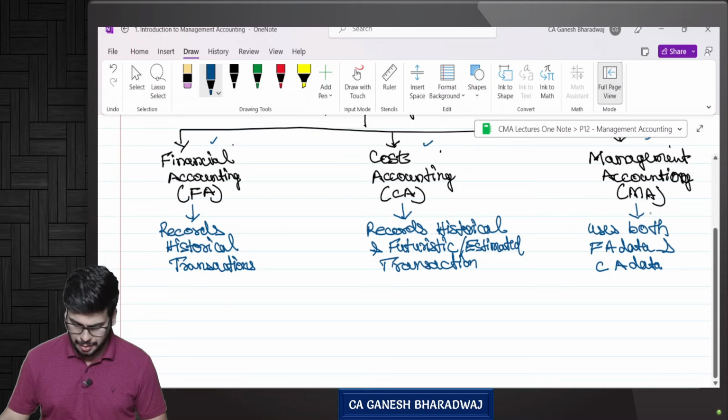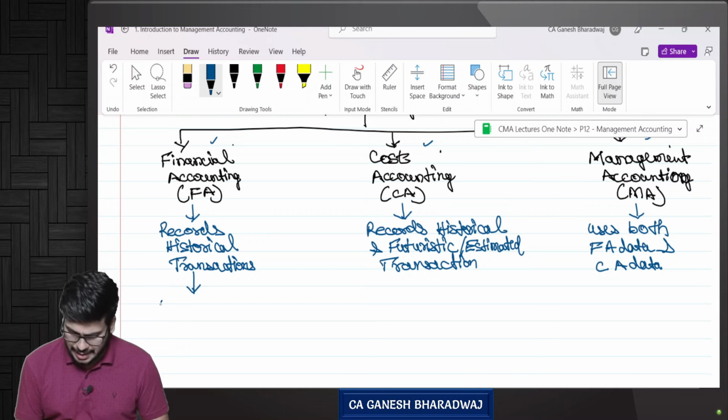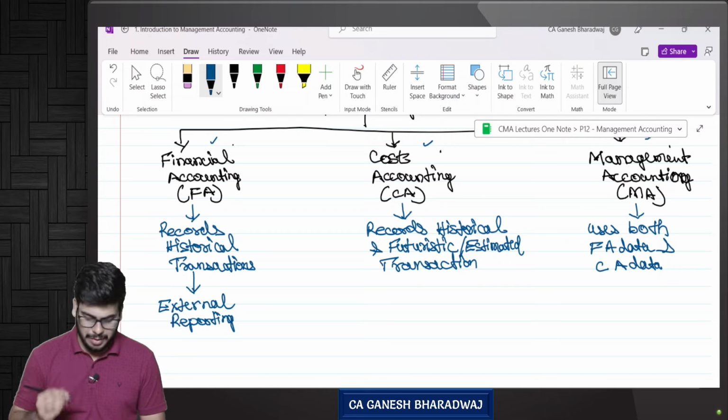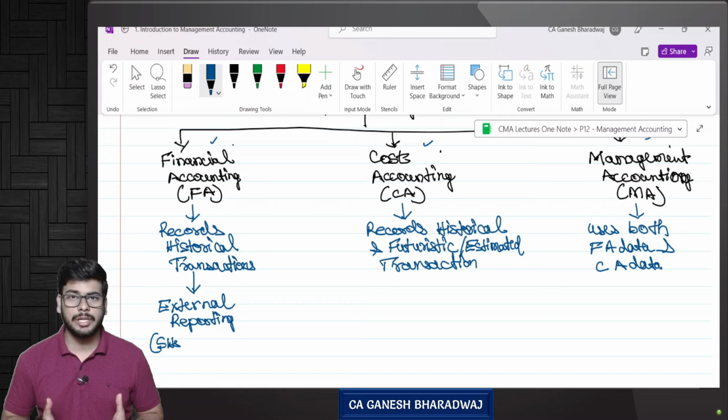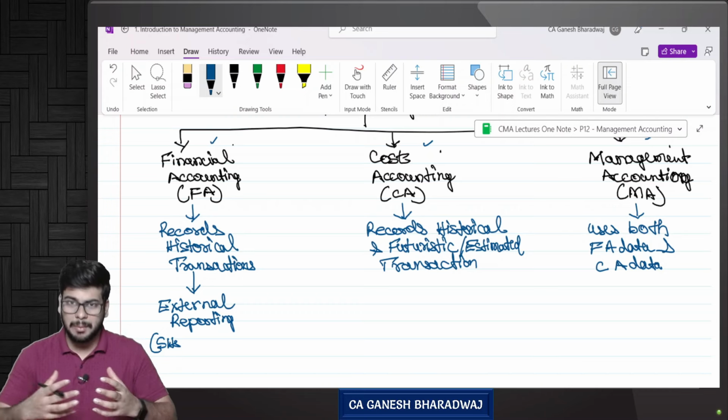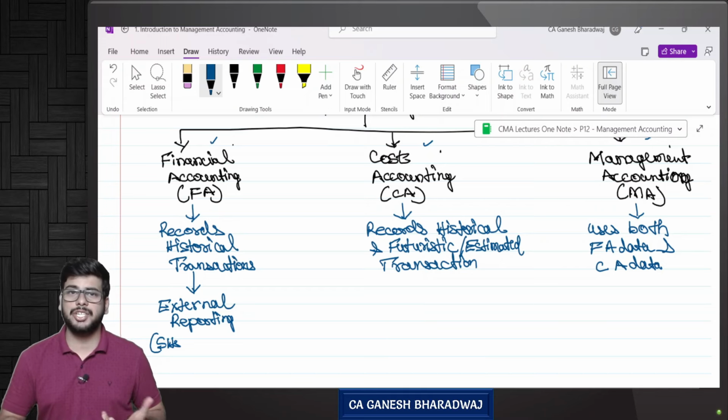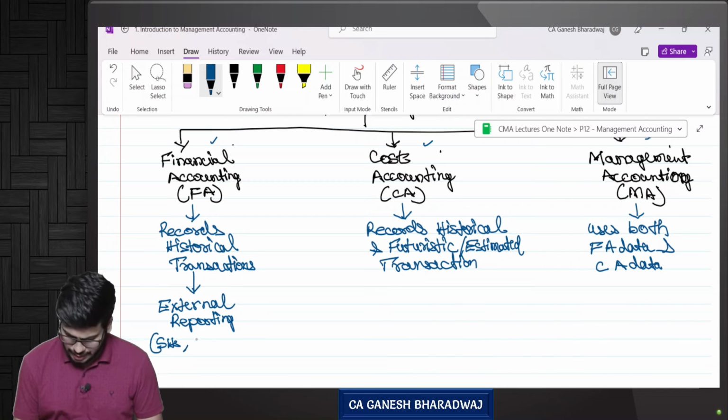Now, in case of financial accounting, you know what financial accounting is meant for. Whom do you report? It is basically meant for external reporting purposes. Correct? What do you mean by external reporting? Shareholders. Yes, shareholders are external people. They don't carry out the day-to-day management. The day-to-day management is carried out by the management, the board of directors, the top managers, the employees in the company. These are the people who are insiders in an organization. Anyone apart from the management people is called an external person, an outsider. So shareholders, government, etc.